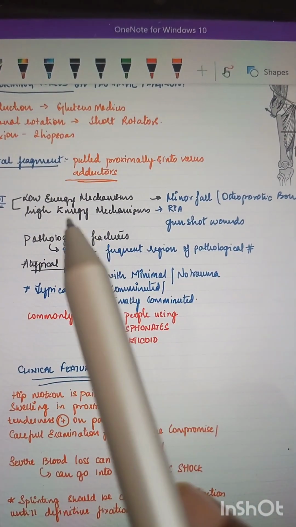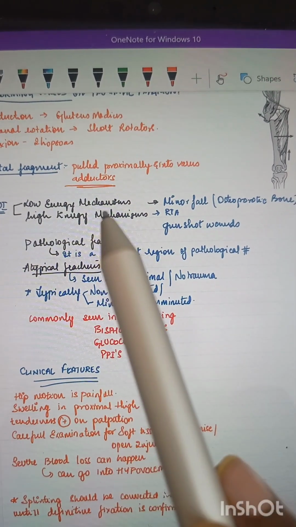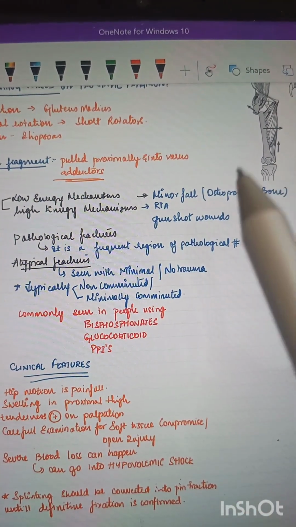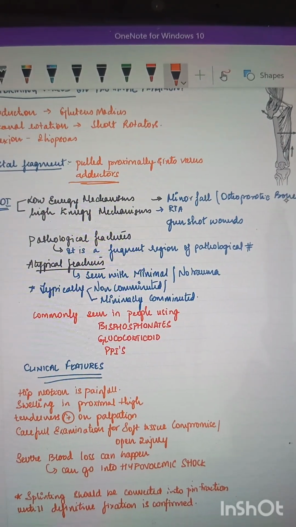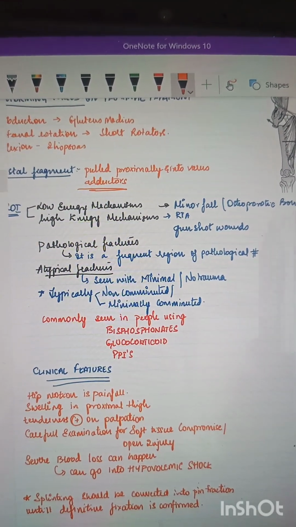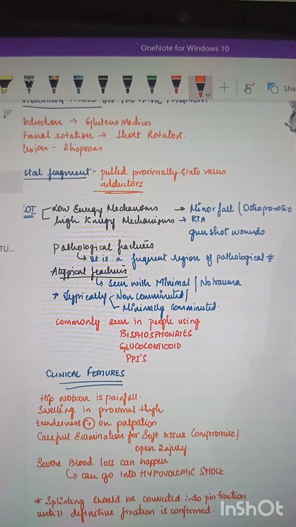There are two mechanisms of injury: low energy mechanisms and high energy mechanisms. Low energy mechanisms are usually seen in old age people, where even a simple minor fall, because of their osteoporotic bone, can cause subtrochanteric fractures. In high energy mechanisms, most commonly seen is RTA or gunshot wounds.